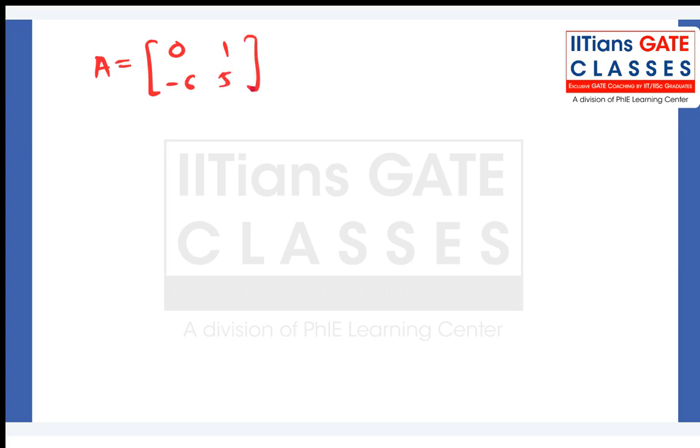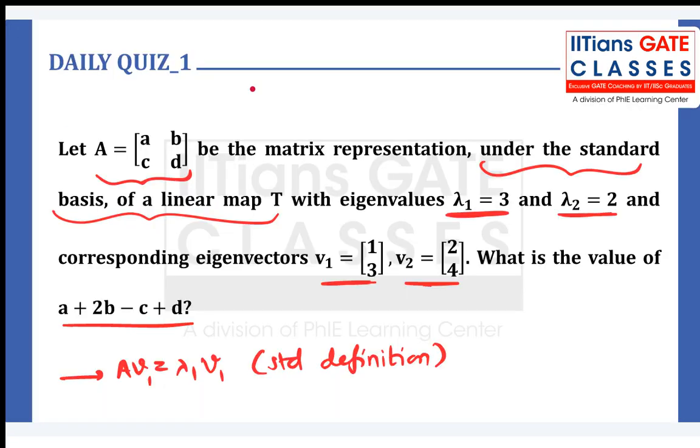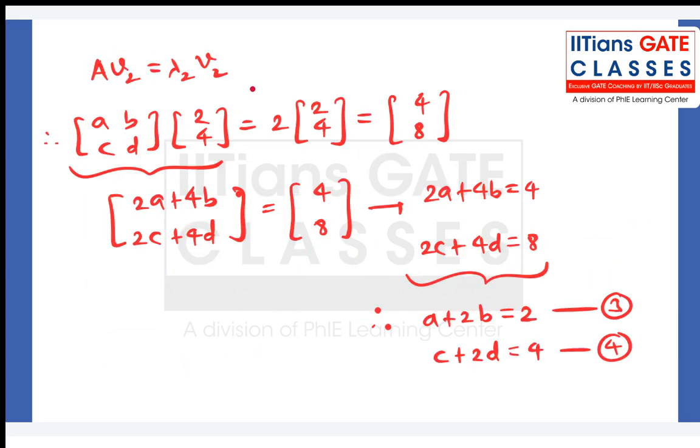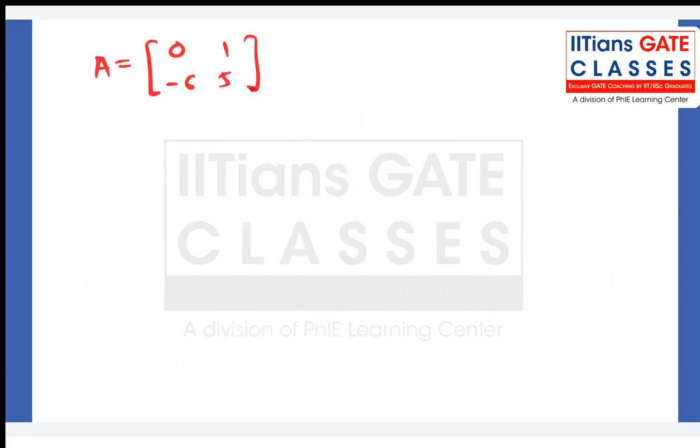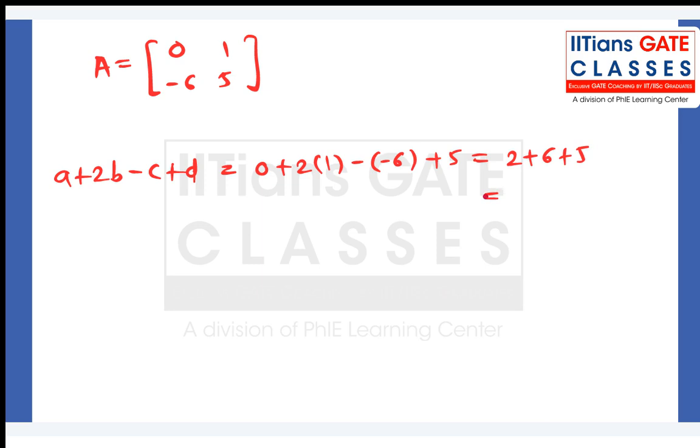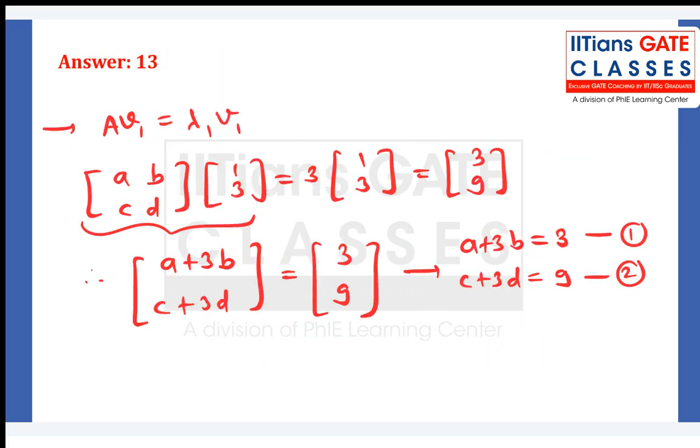But this is not what they were asking in the question. What they were asking is nothing but this expression: A plus 2B minus C plus D. Okay, so let's evaluate that. A is 0, B is 1, C is minus 6 and D is 5. So this is nothing but 2 plus 6 plus 5, which is 8 plus 5, 13. So 13 should be the answer. And what is the answer given? Yes, it is 13. Okay, so it is correct.